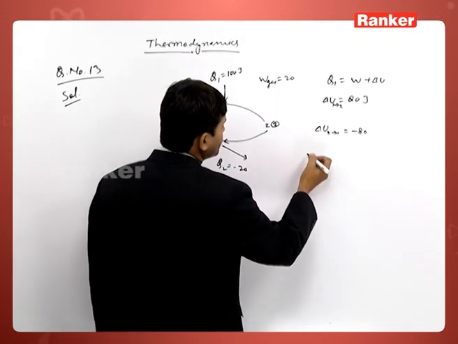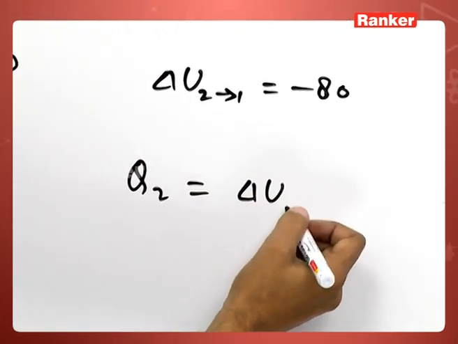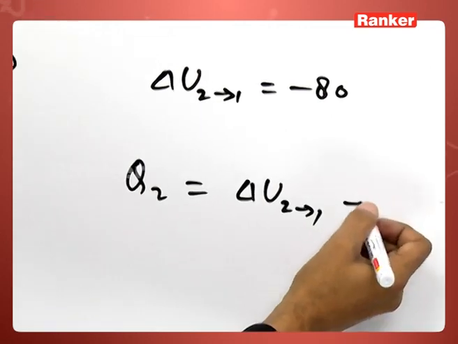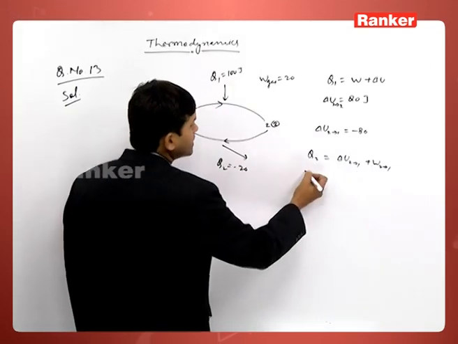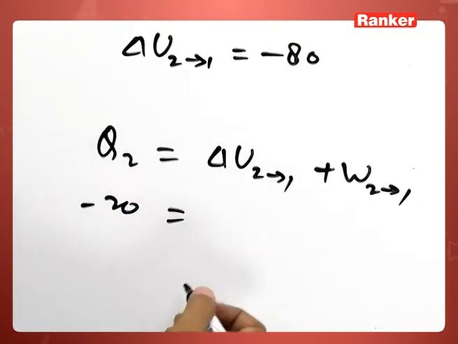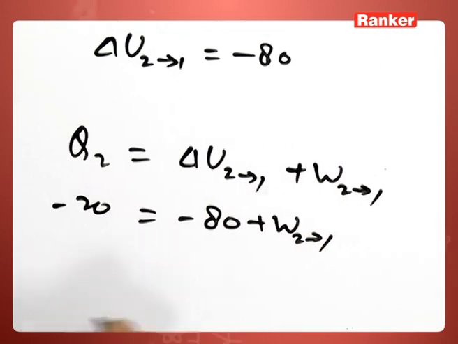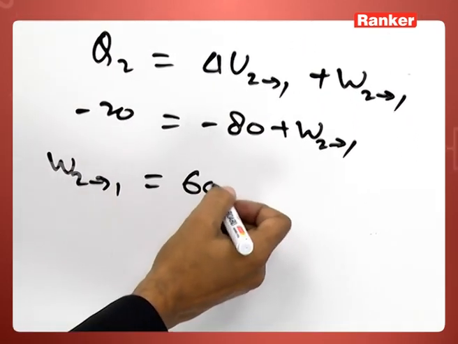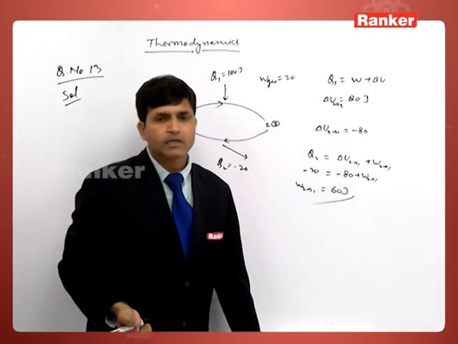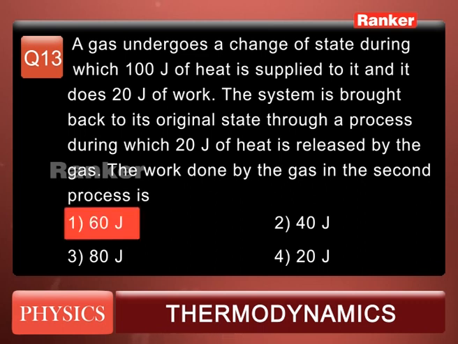So as per the first law of thermodynamics, Q2 is equal to delta U 2 to 1 plus work done 2 to 1. Q2 is given as minus 20, delta U is minus 80, plus work done 2 to 1. The work done 2 to 1 will be 60 joule. So the correct option is option number 1.